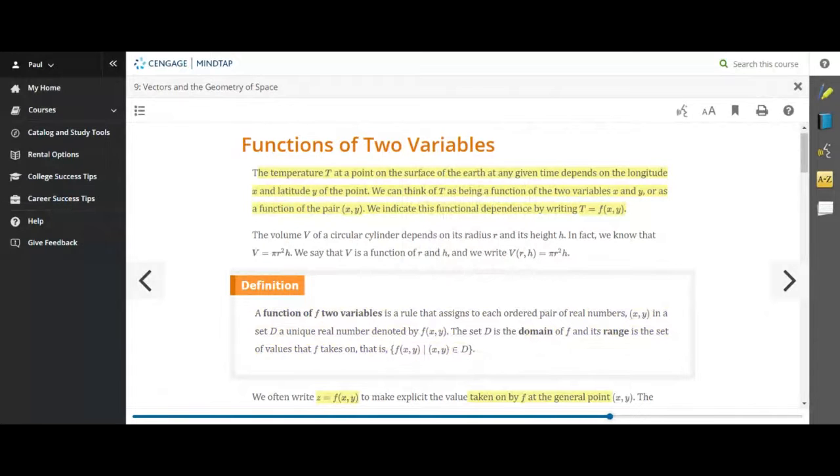Okay, so a temperature on the surface of the Earth at any given time depends on the longitude and latitude of the point. So we can think of a temperature function as being a function of two variables, x and y. In other words, to talk about temperature, temperature is not a function of just one variable, it's a function of two variables. So T is a function of x and y. That's called a function of two variables. That's what that's called.